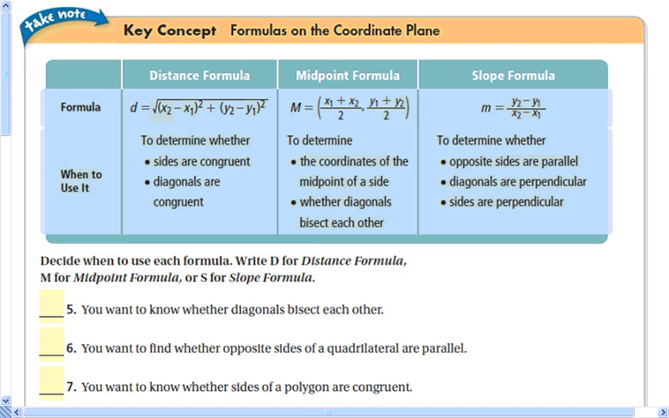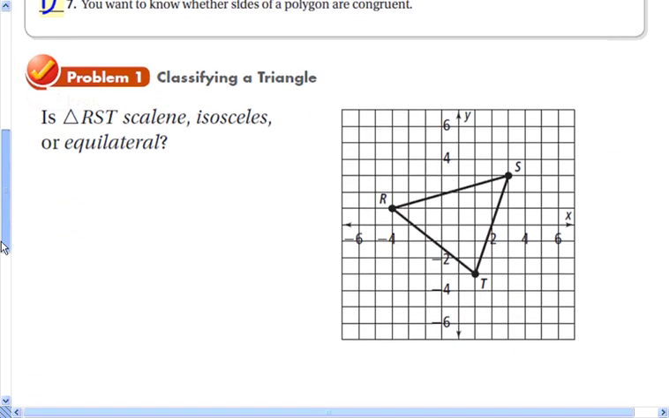So number 5, you want to know whether diagonals bisect each other. That would probably be the midpoint formula. If you want to find whether opposite sides of a quadrilateral are parallel, that would be the slope formula. If you want to know whether sides of a polygon are congruent, that would be the distance formula. All right, so let's go ahead and use some of these.